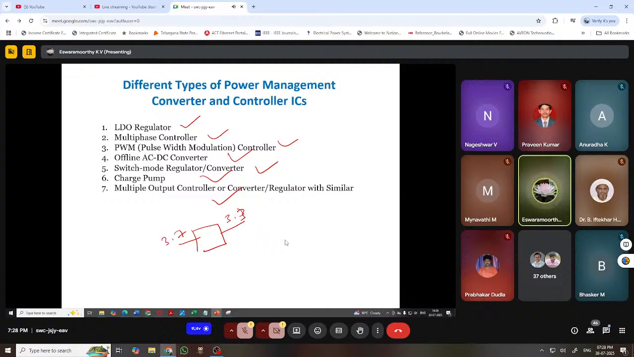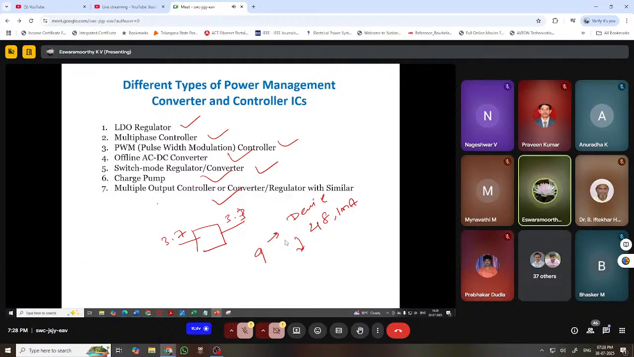The switch mode is also one of the DC to DC converters. And a charge pump: let's say you have 9 volts, but you have a device which needs to be powered with around 48 volts, but which is going to consume less current, 1 milliampere. At that time, there is no need to go for a DC to DC converter. You can simply use a charge pump. Mostly it is used in biomedical devices, because it can't deliver more current, so to be safe for the patient, we can use a charge pump.